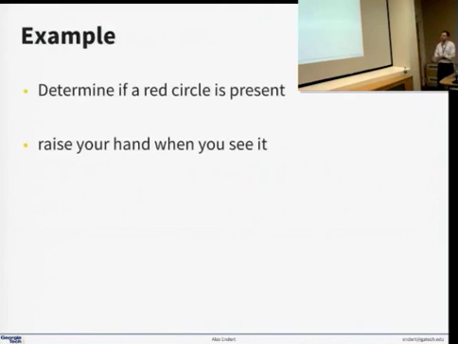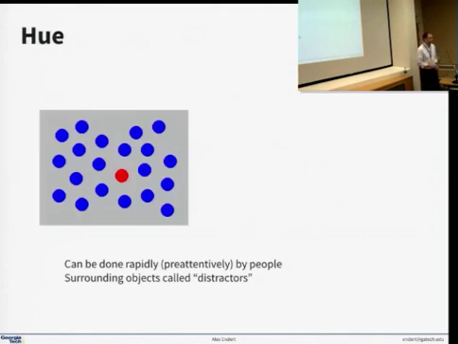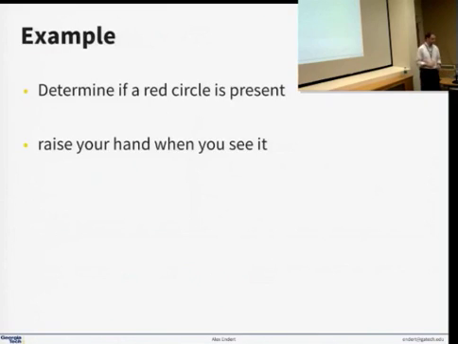So the task here is to see if a red circle is present. And again, raise your hand when you have the answer. Yes, very good, right? So this can be done rapidly, pre-attentively, by people. It's surrounded by other objects that in these types of experiments we sometimes call distractors, but given that shift in hue, you're actually able to pick up on this quite well.